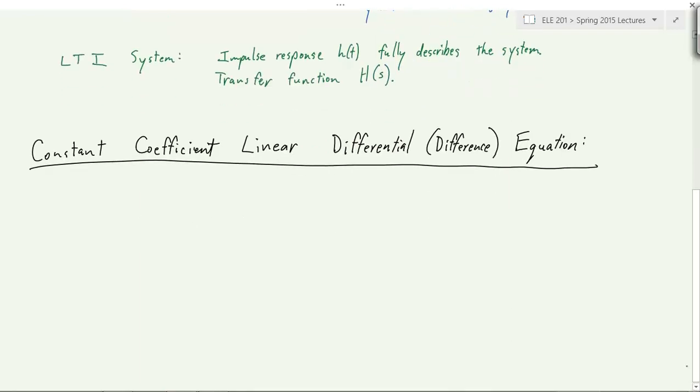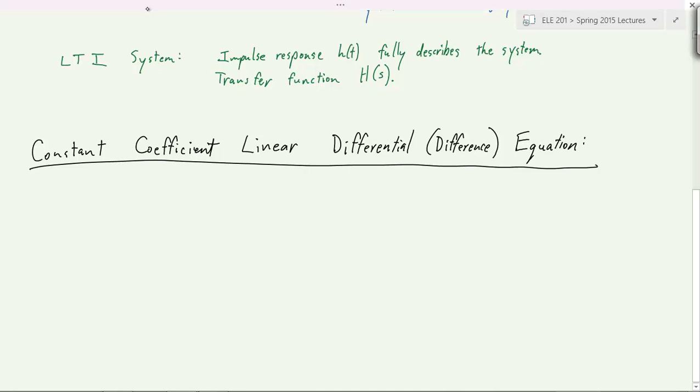Now I put difference in parentheses because in discrete time you don't have differential equations, you don't have derivatives. But you have difference equations, and we'll analyze those. Okay. So first of all, I should write what a constant coefficient linear differential equation is before I start telling you about it. Here's an example.